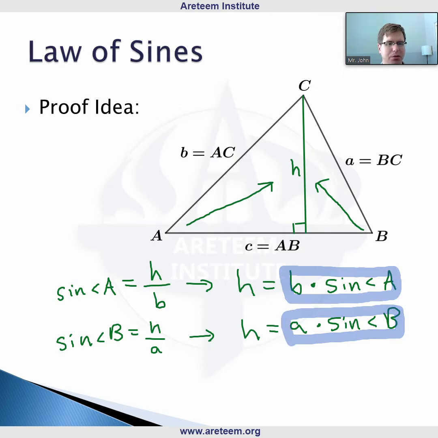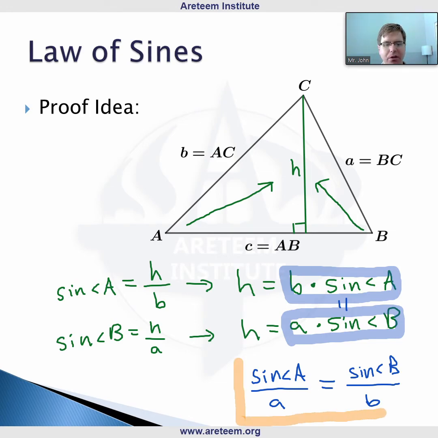Since those two things are equal to each other, we can rearrange to get our law of sines. If we divide by b, we have sine of angle A, and then we can divide by a on both sides. So sine of angle A divided by a is sine of angle B divided by b. And so, like I said, officially speaking, we've proven one of the equalities we need for the law of sines, but this gives you the general idea.